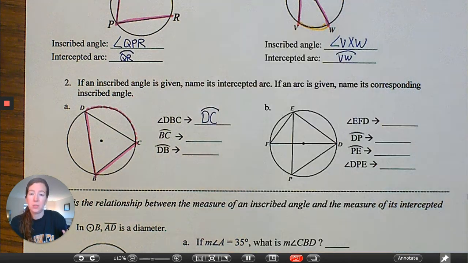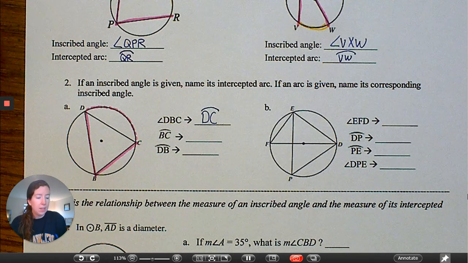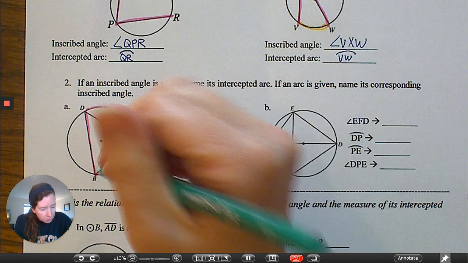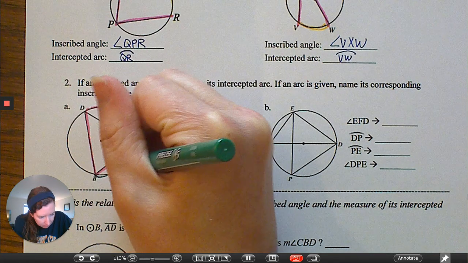Remember your notation, put the arc above it. Now the next one, they give me arc BC. Okay, so I'll use another color, see if that works. So here's arc BC.